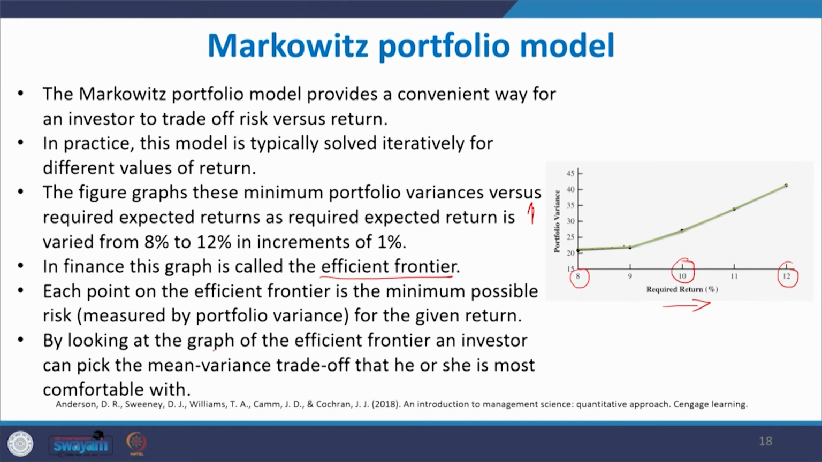By looking at the graph of the efficient frontier, an investor can pick the mean variance trade off that he or she is most comfortable with. This graph gives the trade off between return and the variance. It is up to the investor. Suppose I pick a point here, my return will be 11 percent, but my variance will be more than 30. So this efficient frontier is a useful graph that suggests the trade off between return and variance.